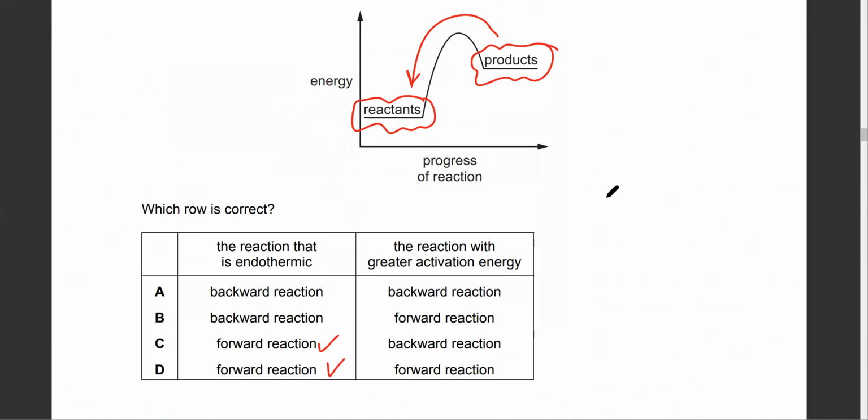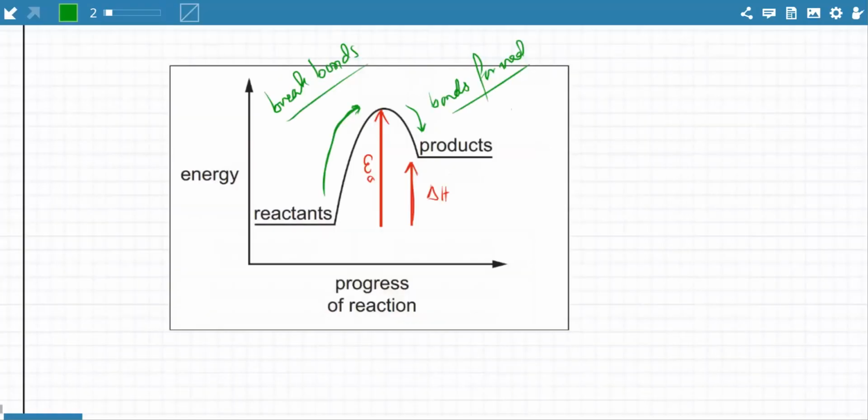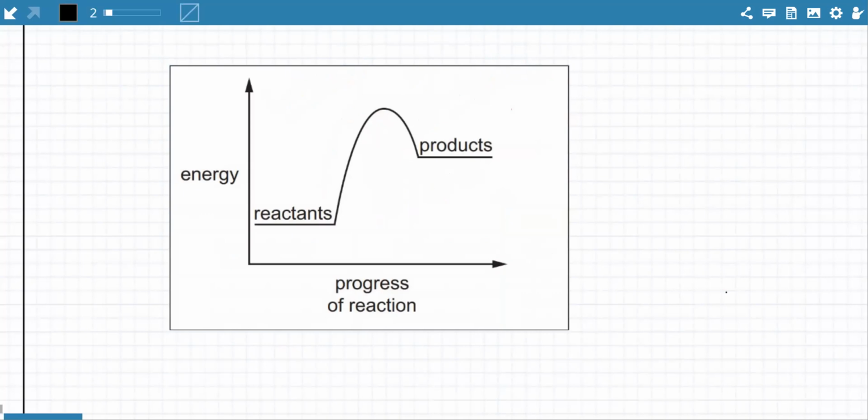He's also asking which one has the greater activation energy, the forward or the backward. So in the forward direction, this is the activation energy, right? What if you were going in the opposite direction? You're coming back. Everything would be the opposite now. Initially you would require this much energy. So the activation energy in the backward direction would be lesser. It would be smaller. Is that clear?